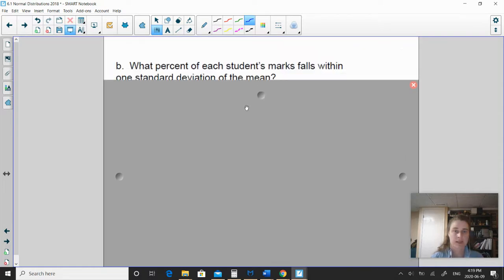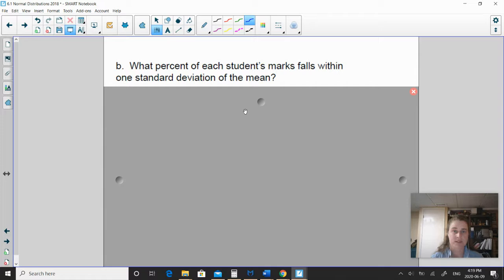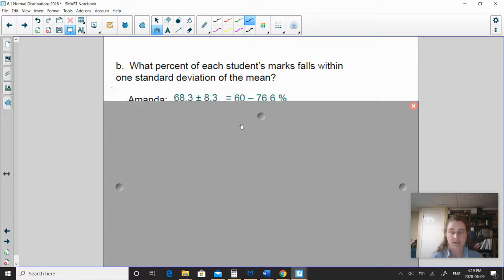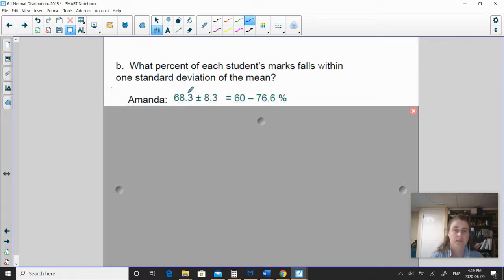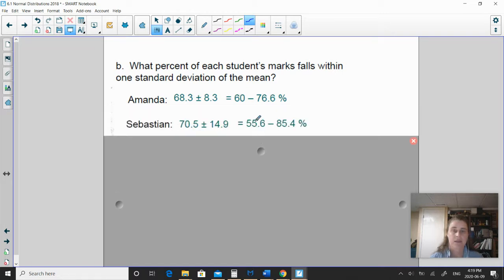So let's see, though, what percent of each student's marks fall within one standard deviation of the mean, assuming their data is normally distributed. So Amanda's mean was 68.3, and her standard deviation was 8.3, so you want to add and subtract, so you get your new limits there. So her range goes from 60 to 76.6, and Sebastian's marks within one standard deviation range from 55.6 to 85.4. And there right away, you can see that Amanda is more consistent for 68% of her results.